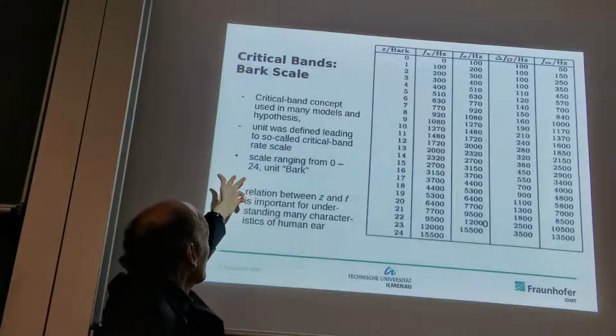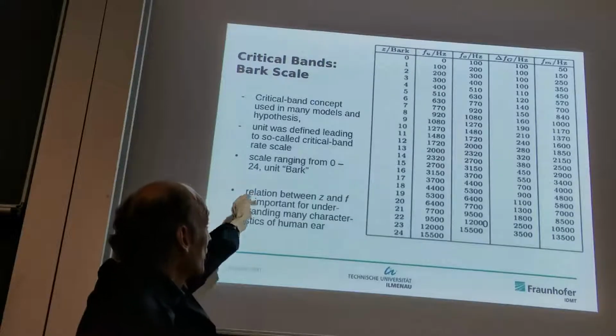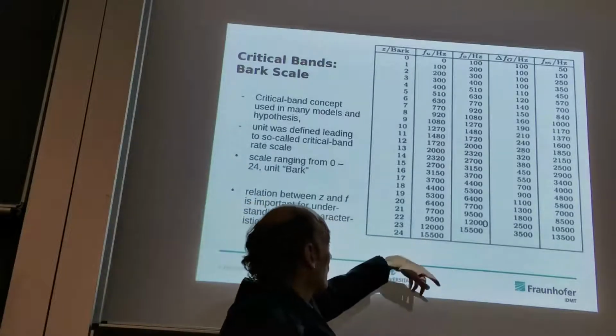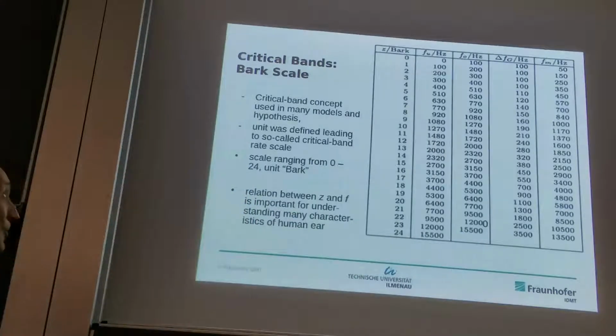So the scale is ranging from 0 to 24, where we have 15,500 Hertz. So why is this ending at 24? What do you think? It should be pretty low. Well, it's not, right? So why is this ending at 24? Probably 25 is bigger than 20 kilohertz, so they just didn't accept it.